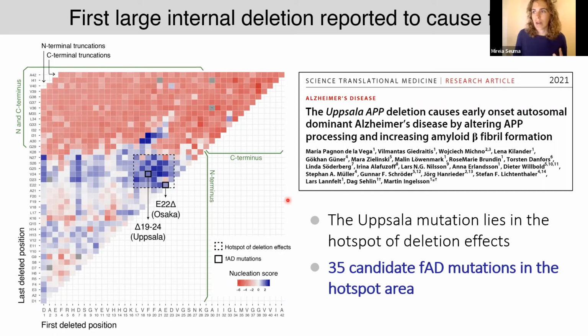But what is a bit alarming here is that this mutation is surrounded by many other mutations that are very similar to this one, that also increase nucleation and are currently of unknown clinical significance. So we think that we should prioritize them as likely pathogenic variants.